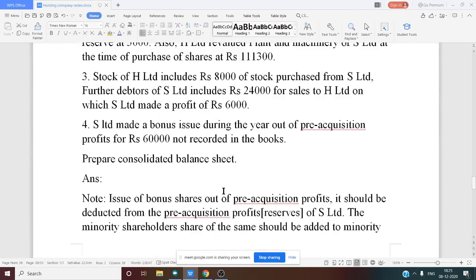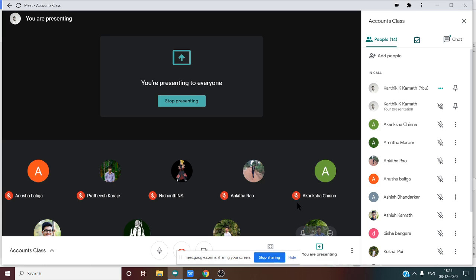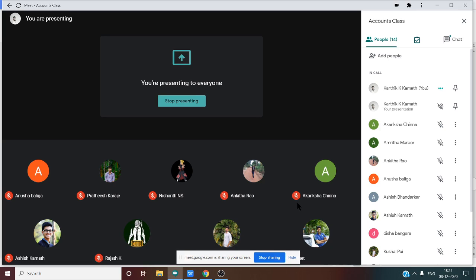So what is 1200 into 100? That is 1,20,000. Yes, the interim dividend percentage is given in the adjustments. That is 10%. So 1,20,000 into 10%, you will get 12,000. So this is the dividend the holding company gets from the subsidiary company. Again, this interim dividend means it is not an annual dividend. This dividend the company is getting somewhere in between the year. Interim usually means half of the year or somewhere in between the year.